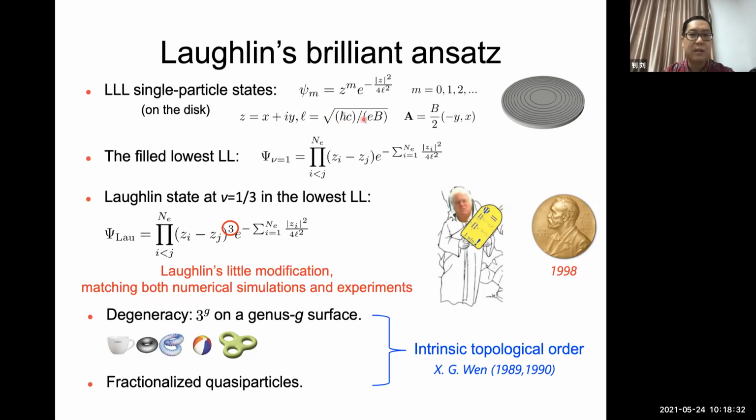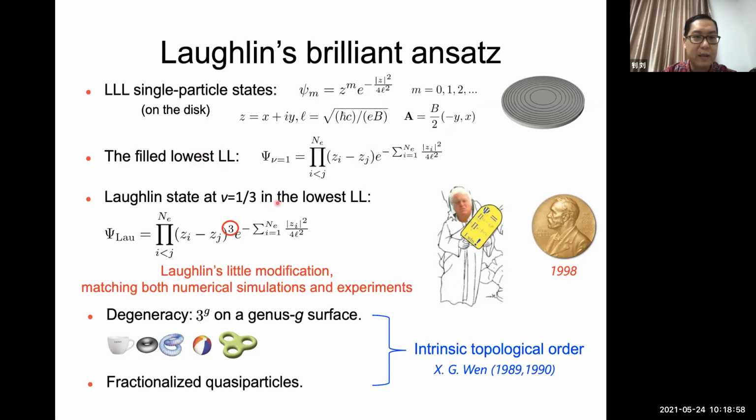length. So at filling factor nu equal to 1, when the lowest Landau level is fully filled, the many-body wave function is just a simple Slater determinant spanned by these single-particle states, which can be written in this elegant form. Now we want to ask, what is the ground state at filling factor 1/3?